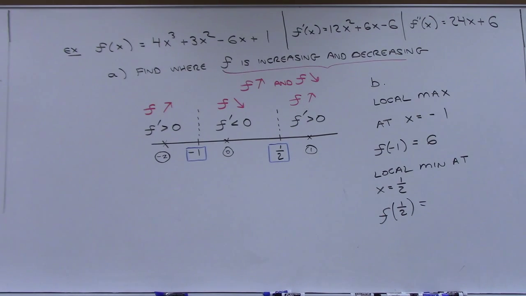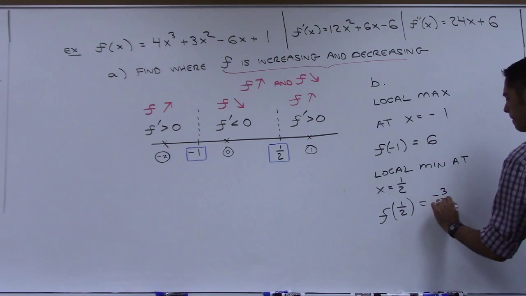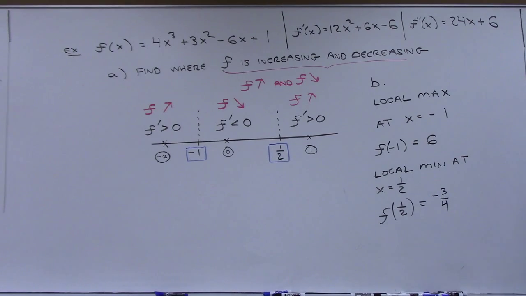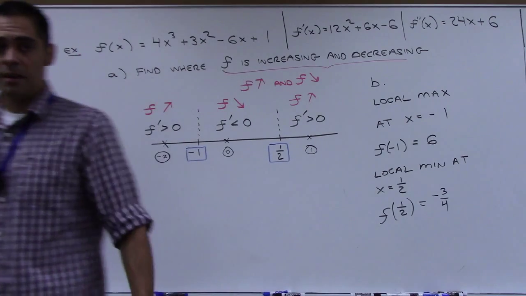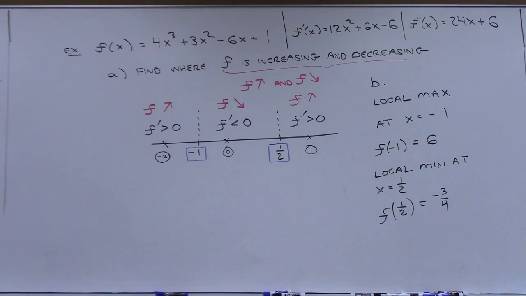Anybody yet? -3/4? Yeah? -3/4. Okay. We good? We've answered part B? What's part C? Mine were f is concave. Concave up and concave down, right? That involves the second derivative, doesn't it?